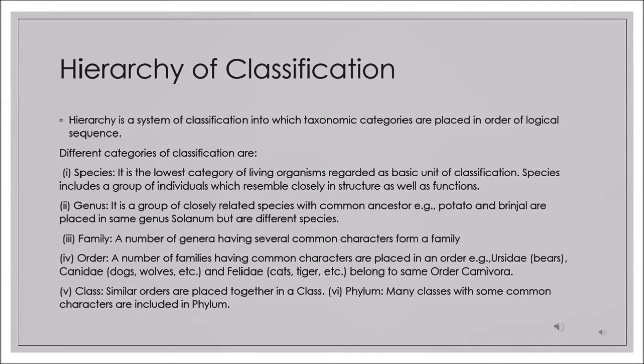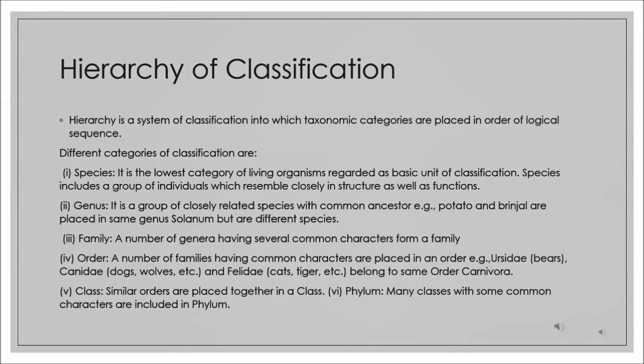Species includes a group of individuals, any group of similar individuals. They will be similar in structure as well as function. So, for example, we can take a hibiscus flower. If you see a bunch of hibiscus, 10 or 12 hibiscus flowers we are taking, the external structure will be similar and the internal function will also be similar. So these hibiscus, which look similar, are put under one species.